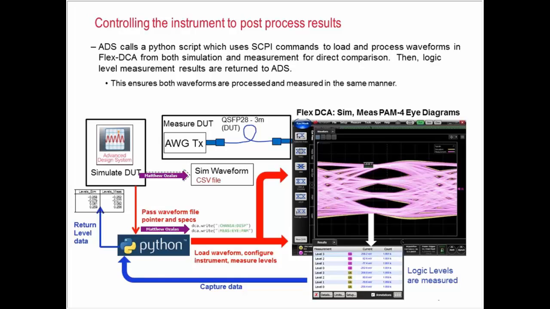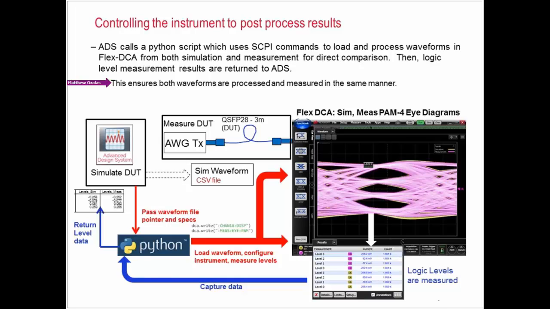And Python is going to configure the instrument to do an eye diagram measurement. There's probably about 60 or 70 lines of SCPI commands that I use to configure the instrument. And then it's going to measure, so we're going to get both simulation and measurement waveforms on there, and we'll measure the levels for the simulation and measurement. Then we're going to take the data and return those levels back to ADS. That's all going to happen in one step after the simulation is completed. Again, this is really ensuring that both simulated and measured waveforms are processed and measured in exactly the same manner.